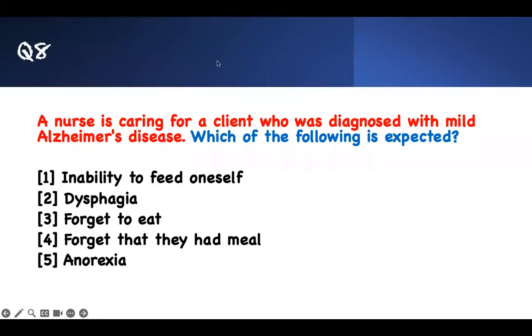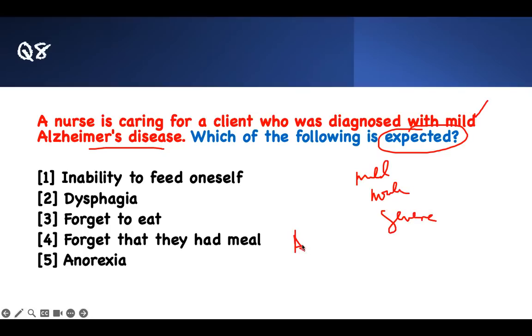Which of the following is expected? Okay, that means I'm looking for something I'm supposed to see there. And this is caring for a client who was diagnosed with what? Mild Alzheimer's disease. You have to know the stages: mild, moderate, and severe. Of course, they're going to have all the 5 A's. I just did a video recently. It's a YouTube Shorts review video. You should look at it. All the 5 A's of Alzheimer's disease. They all have all of them, right?